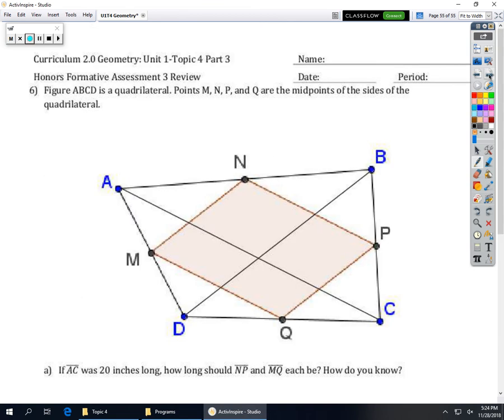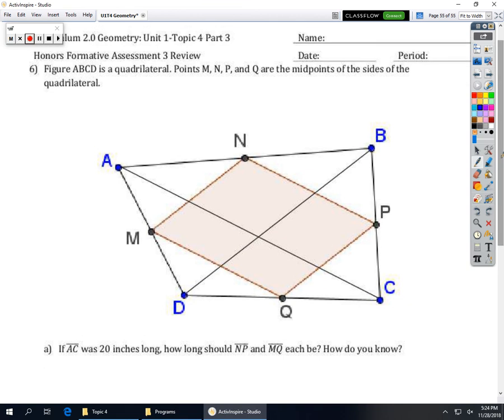This is a terrible picture. Terrible meaning it's difficult. Figure ABCD is a quadrilateral. Points M, N, P, and Q are the midpoints of the sides of the quadrilateral. Well, if they're the midpoints, that means we have some mid-segments. NP is the mid-segment of this big top triangle right there. So NP is the mid-segment of ABC, which means it's parallel to AC and half the length of AC.